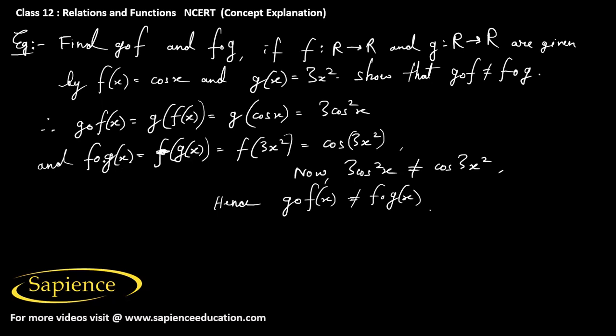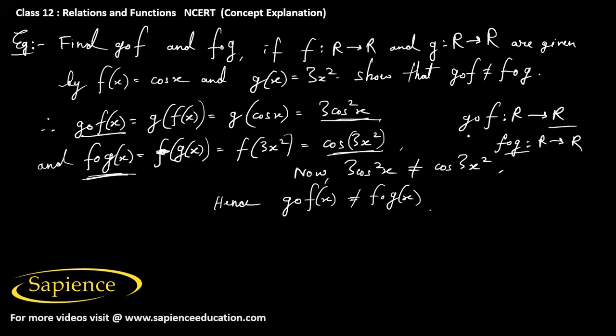But here, if it is asked to find g of f of x, then it will obviously be 3 cos square x. And if it is asked to find f of g of x, then it will obviously be cos 3x square. So I think we have understood how to find these. And since the codomain of g is R and the domain of f is R, g of f also will map from R to R, and f of g also will map from R to R, but the functions are not the same. So hope you have understood the concept of the composition of functions. So thank you.